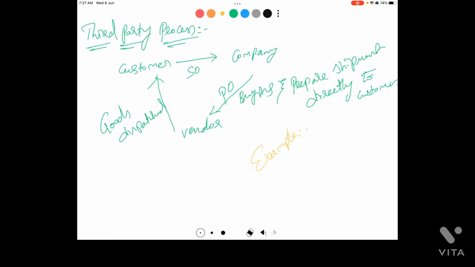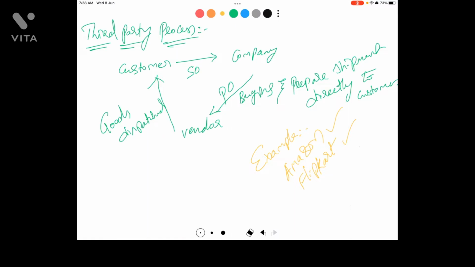I think you see that with Amazon, Flipkart, even Swiggy sometimes they dispatch directly. Amazon and Flipkart are majorly using this third-party business process.